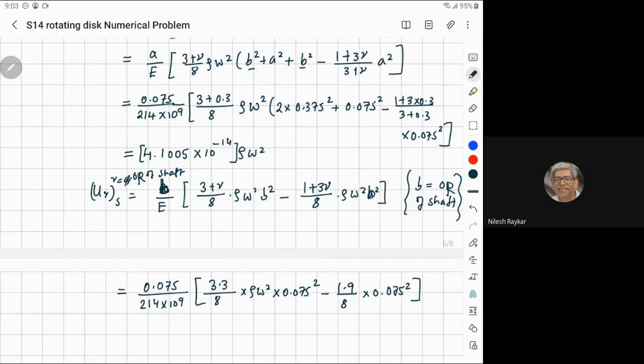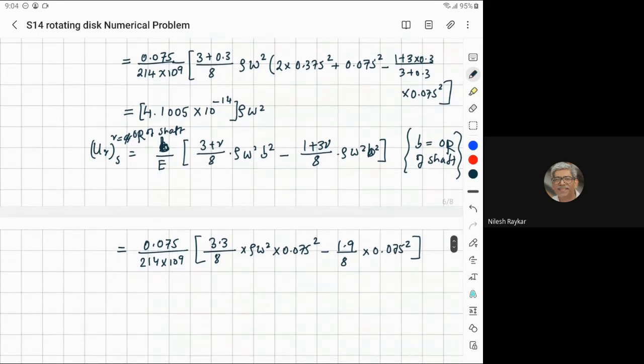Only in the earlier formula we used the notation a, which is the inner radius of the disc. If you refer to the shaft formula, that is written in terms of b, which is the outside radius of the shaft. So I just corrected that notation. Here we get this answer as 3.45 into 10 to power minus 16 rho omega square. For the disk, we had got the displacement earlier, and this is for the shaft.